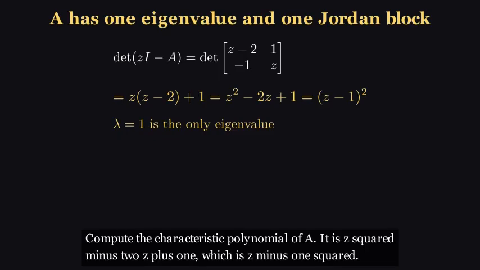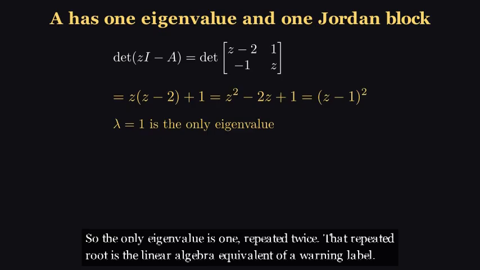Compute the characteristic polynomial of A. It is z squared minus 2z plus 1, which is (z minus 1) squared. So the only eigenvalue is 1, repeated twice. That repeated root is the linear algebra equivalent of a warning label.